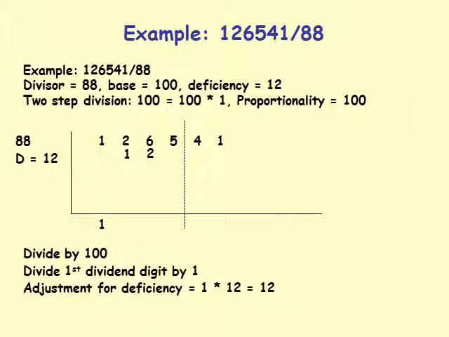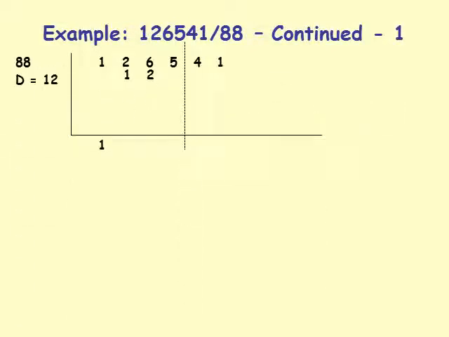1 here and 2 here. The next dividend digit is 2, and we take the 1 from here: 2 plus 1 is 3. So far we got one quotient digit and its deficiency adjustment 1 and 2. Now 2 plus 1 is 3, and we divide 3 by my second division, which is 1. So 3 divided by 1 is 3.